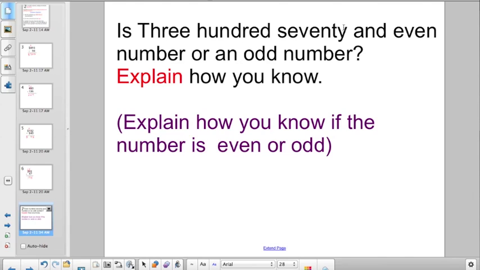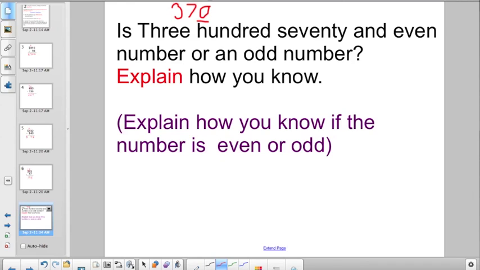Is 370 an even number or an odd number? To start off with, you only got 2 ways to answer that. 370. Is that even or is that odd? Well, if you need it in digit form, we could even write it up here. 370. Is that even or is that odd? Well, I'm going to take a look at my last digit because that's how we determine odd or even, right? If the last digit is 0, 2, 4, 6, or 8, those are the even digits. If the last digit is 1, 3, 5, 7, or 9, those are the odd digits, right?